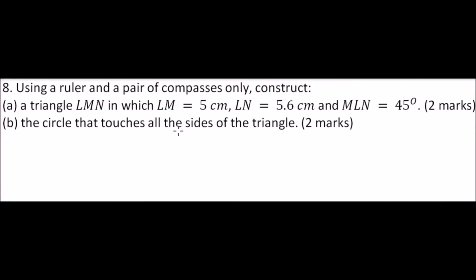So question number 8: using a ruler and a pair of compasses, construct a triangle LMN in which LM is equals to 5 centimeters, LN is equals to 5.6 centimeters, and angle MLN is equals to 45 degrees, so that you get 2 marks. Then draw the circle that touches all the sides of the triangle, to get 2 marks.